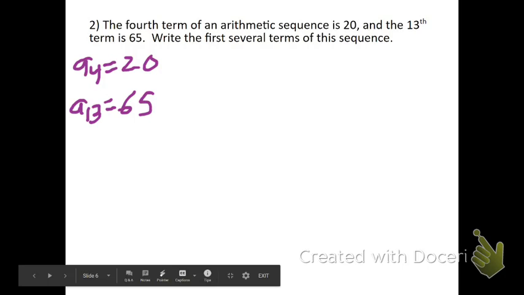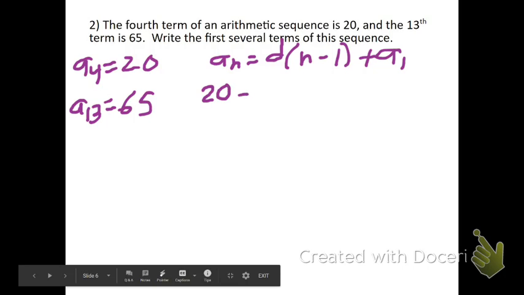The most straightforward way would be to set up a system of equations using the nth term formula. Remember, a sub n equals d times n minus 1 plus a sub 1. You should know that formula after using it a few times. So if we're going to do the fourth term, we're going to replace a sub n with 20, because that part would be a sub 4, which we know is equal to 20.